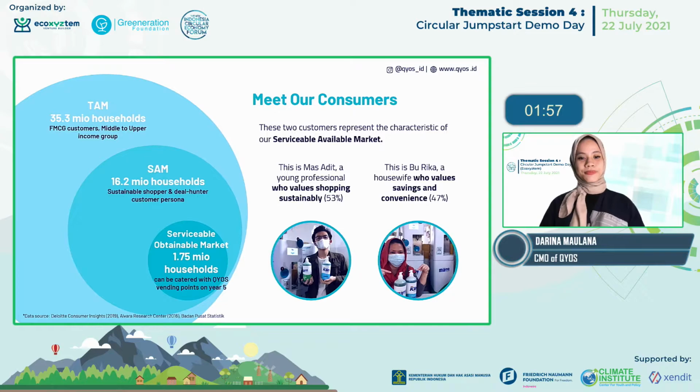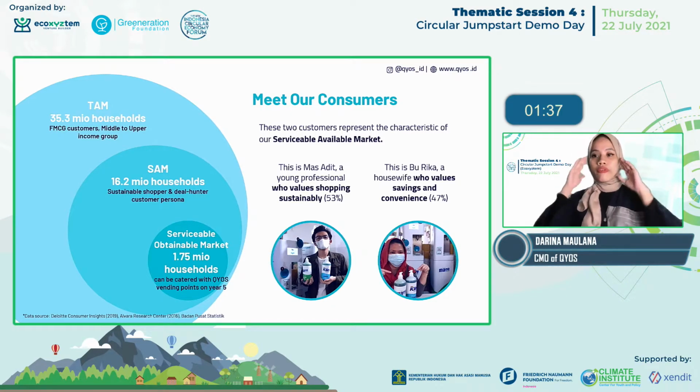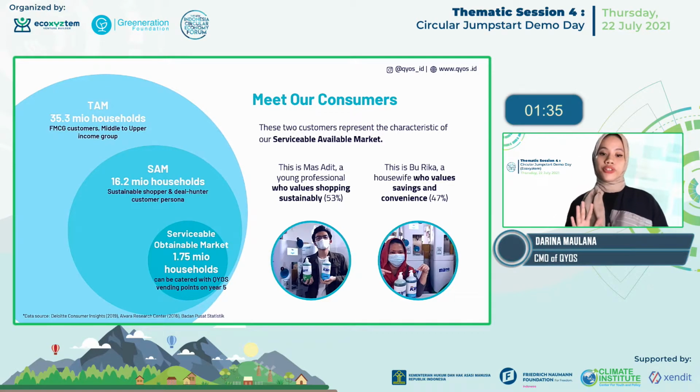Next. The question is, who is the Kios customer? We really want our customers to be inclusive, but from our learning, the persona we are focusing on now is the sustainability-conscious customer and also the price-sensitive customer who lives in urban areas. From here, we envision that in 5 years, we will cater to 2 million households.